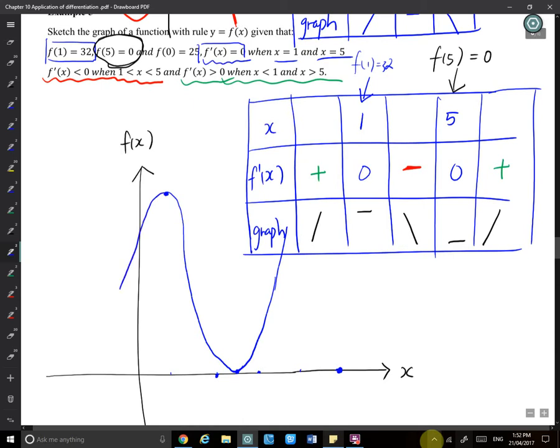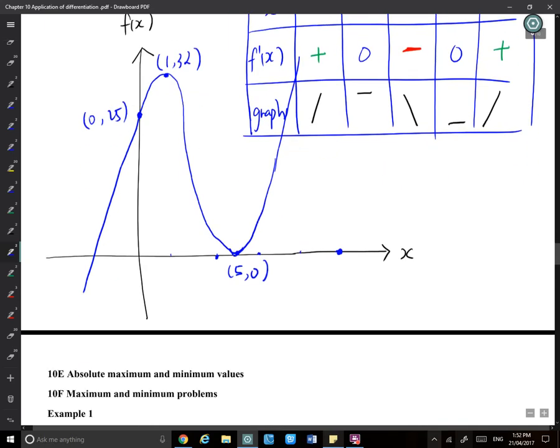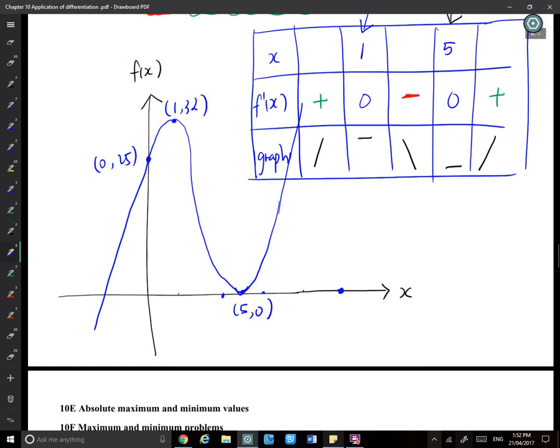And F0 is 25. So at 0, 25, 1, 32, and you have that point is 5, 0. Maybe it's not a nice shape, but roughly the graph looks like that. Okay, so from this table you already know what's the shape of the graph, and then you're trying to fit with the points.